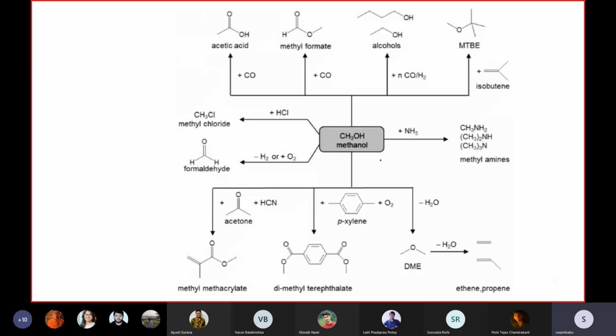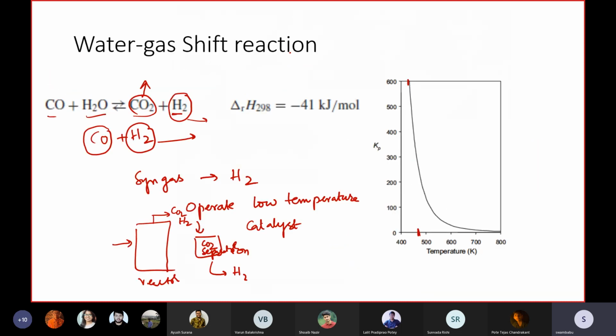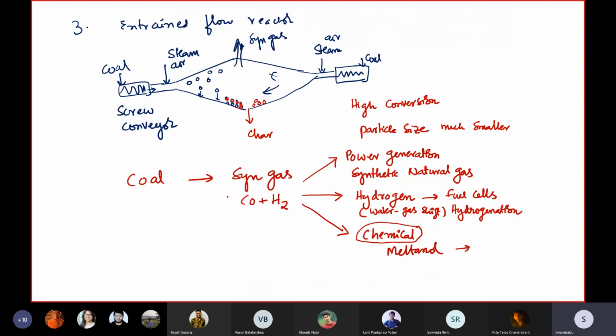From methanol, we can produce many components. If we react with amines, we get methylamines. If we react with many other components, we get acetic acid, methyl formate, methyl chloride, formaldehyde. This way we can produce many chemicals. So that's what I mentioned here. From coal syngas, we can produce power, synthetic natural gas, and hydrogen, and we can produce chemicals by converting syngas to methanol, and from methanol to many other components, with the help of the Fischer-Tropsch synthesis reaction.